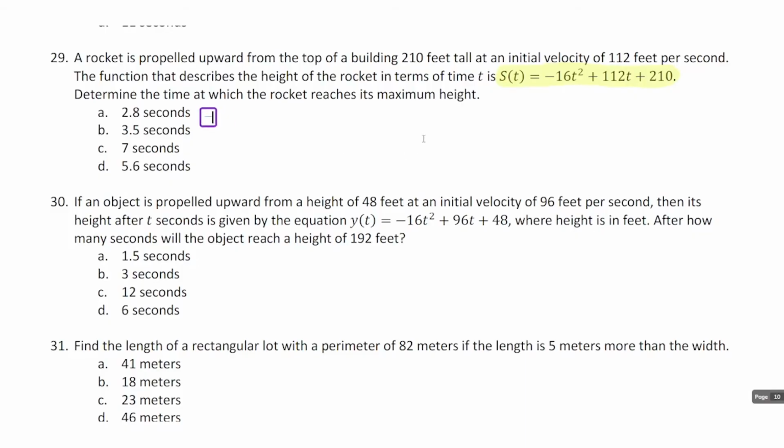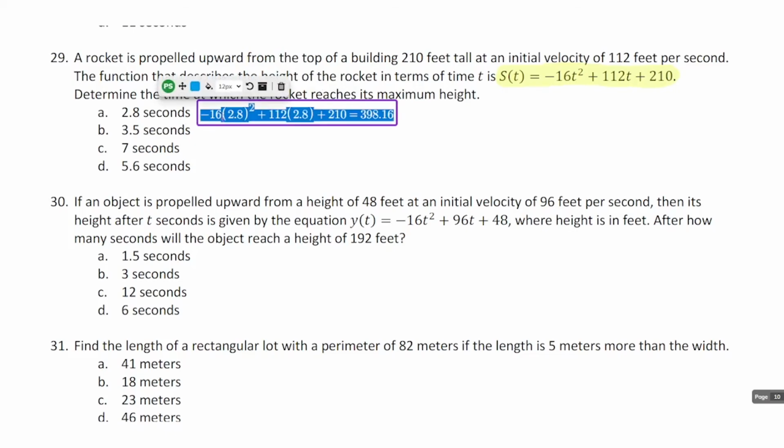So negative 16 times 2.8 squared plus 112 times 2.8 plus 210. Let's see what that thing equals. Negative 16 times 2.8 squared plus 112 times 2.8 plus 210. And that gives me, forgot something on there. Much better. 398.16. So that is our number to beat. That is our height that we want to get. We want to know if this is the maximum height or not.